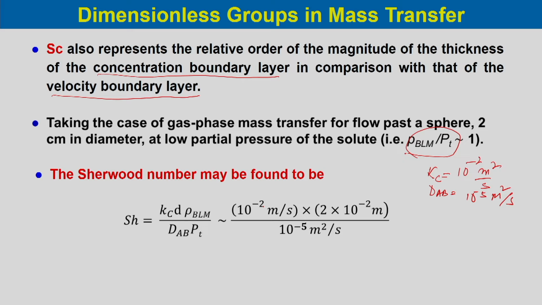Then we can calculate from the Sherwood number equation, with Kc 10 to the power minus 2 meter per second and D, which is given as 2 centimeter in diameter. So, 2 into 10 to the power minus 2 meter is D, and the diffusion coefficient DAB is 10 to the power minus 5 meter square per second. If we substitute them, and as we said P B,LM by P T is approximately 1, the Sherwood number would be equal to 20.